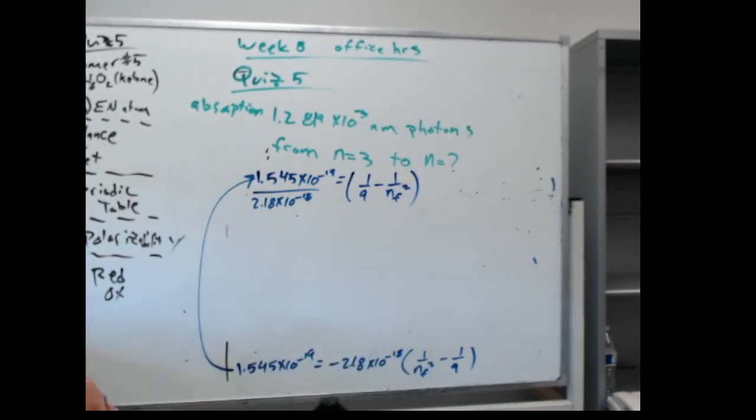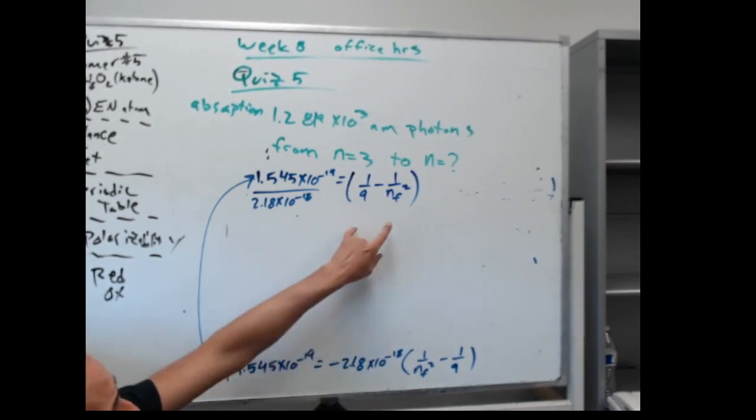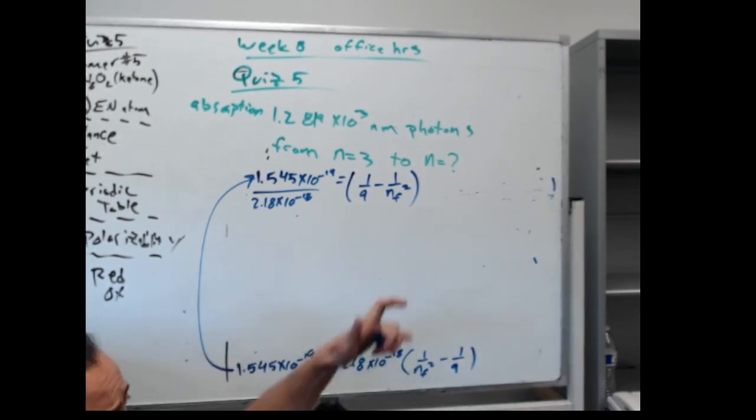Maybe I didn't want to do that now that I'm looking at this. No, that's okay. So I can go ahead. I divided this over. I brought the negative sign in. That's what changed the order.